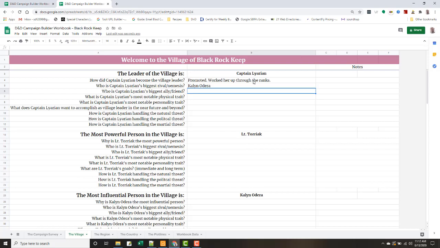Here's where we can add some extra flair, extra personality to the situation. Who is Captain Liarian's biggest ally, best friend? And I want this to be somebody beyond the military. It could be her spouse. It could be somebody of that nature. But I like the idea of somebody who is apart from it all, somebody of lower, just outside of the class ranking kind of thing.